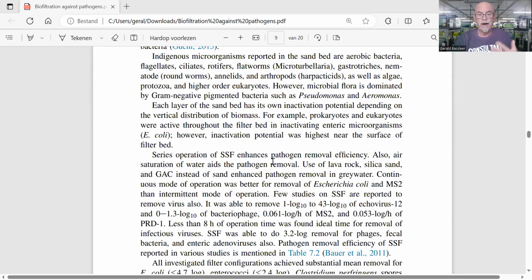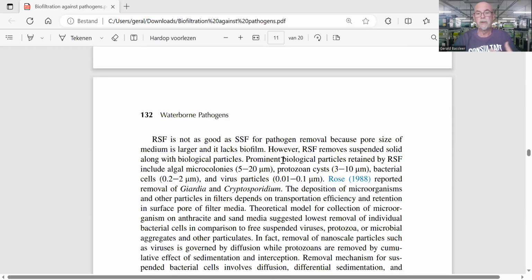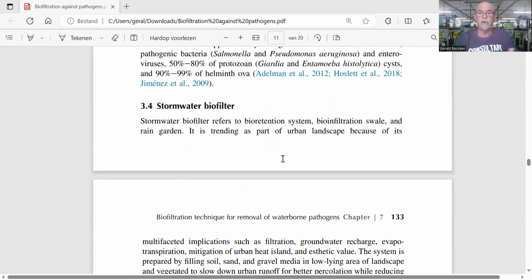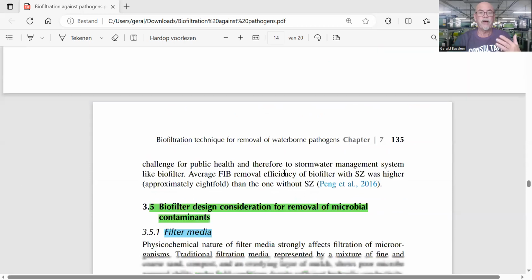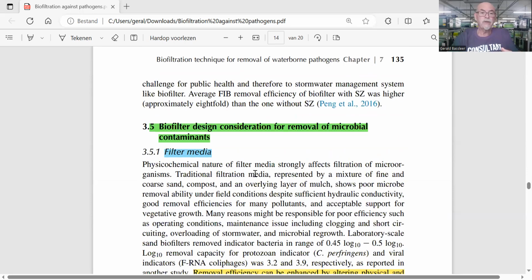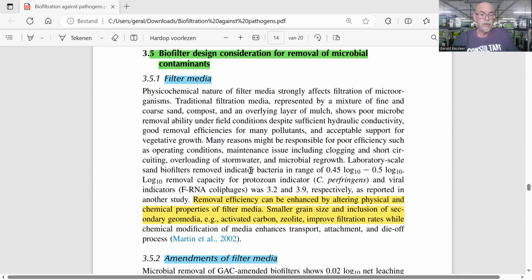Many different things. You can read about the pathogen removal efficiency explained here: the rapid sand filter, things we don't apply so much, and the stormwater biofilter, which is not applied for our purposes. But some things we can learn from this kind of article on biofilter design considerations for removal of microbial contaminants: the filter media can be made more efficient by altering the physical and chemical properties of the media, like the size of the media and the inclusion of secondary geomedia, like activated carbon.